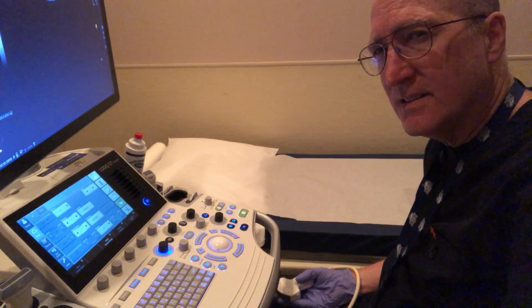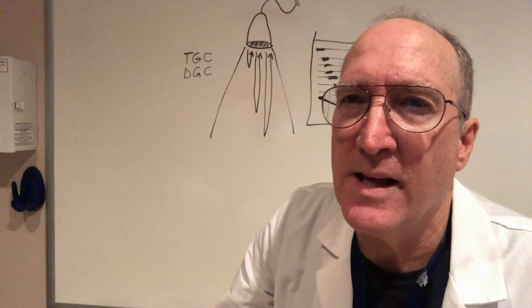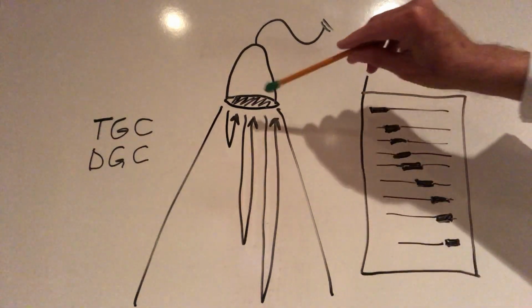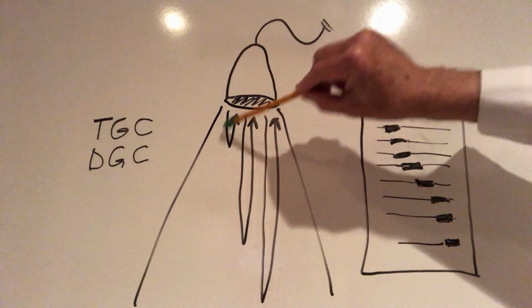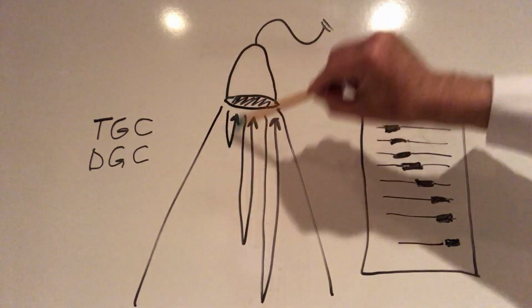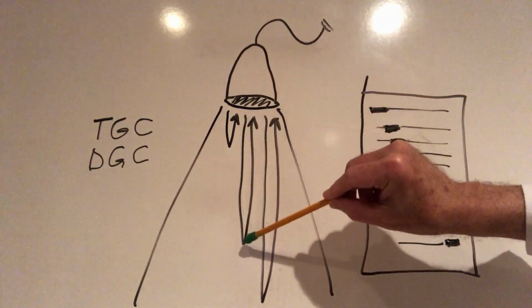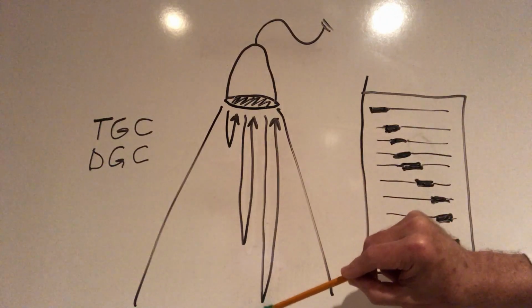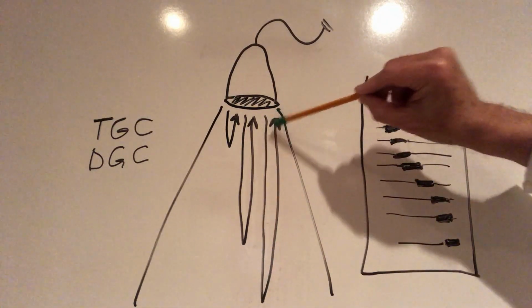TGC? What's TGC? It's time gain compensation, also known as DGC, depth gain compensation. Same thing. You see, some of the sound doesn't have far to travel. If you're imaging something close to the surface, the sound comes in, comes out. There's not much attenuation. Then if it goes a little bit farther, it comes back even weaker. If you image these structures that are way down here, it has a long way to go and it loses a lot of power along the way. So you have to have higher gain for that one.